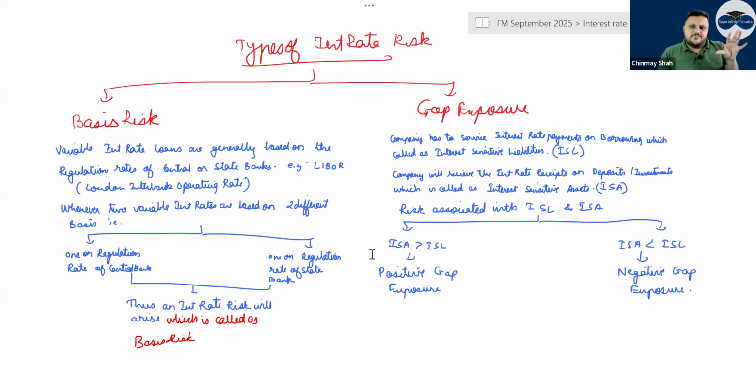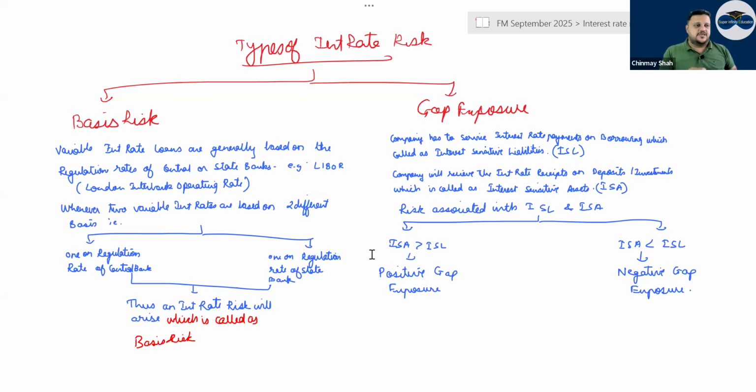Some variable rates are based on the central bank rate, and some are based on state bank rates, correct? So there might be different bases on which variable rates will be decided. Hence, there is a risk of basis risk.